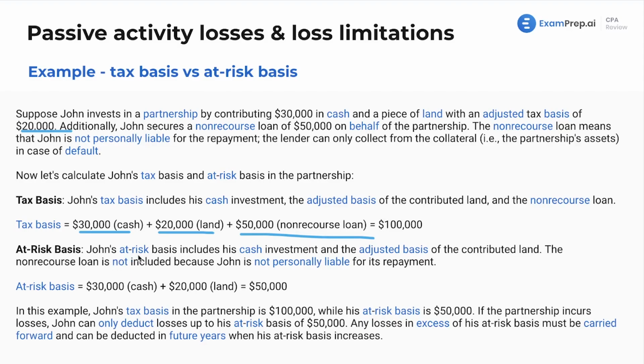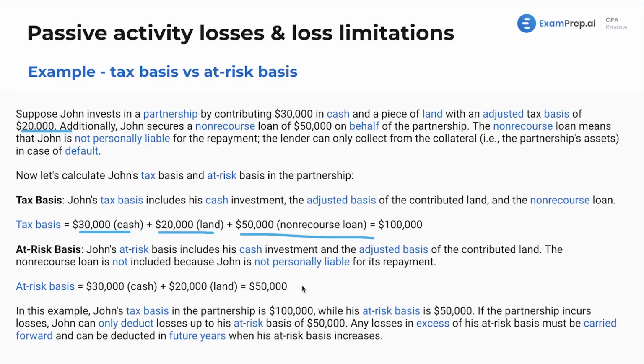Now your at-risk basis, that's going to include what are you personally liable to lose? Well, if everything goes under, if it tanks, you're going to lose your cash and your land. But the partnership is liable. The entity is liable for the loan. John's not. So your at-risk basis is 50. So you see, in some cases, your at-risk basis can be higher than your tax basis, and in other cases, your tax basis can be higher.